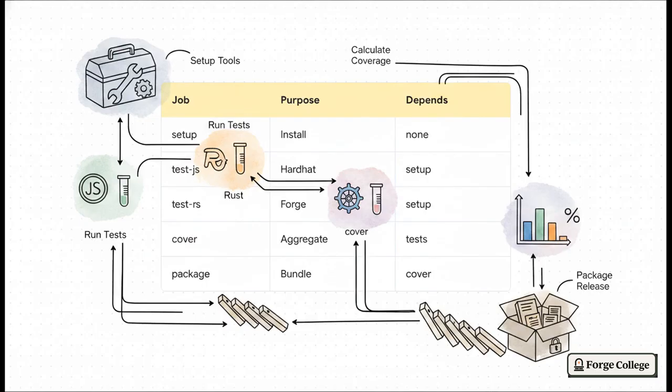We always start with a setup job to install our tools. Our testing jobs just won't run without it, kind of like how you can't start a factory without actually turning the power on. Next, the coverage job won't even wake up until both the JavaScript and Rust test suites finish. And finally, absolutely nothing gets packaged until all tests and coverage pass successfully. It's a mathematically precise domino effect.